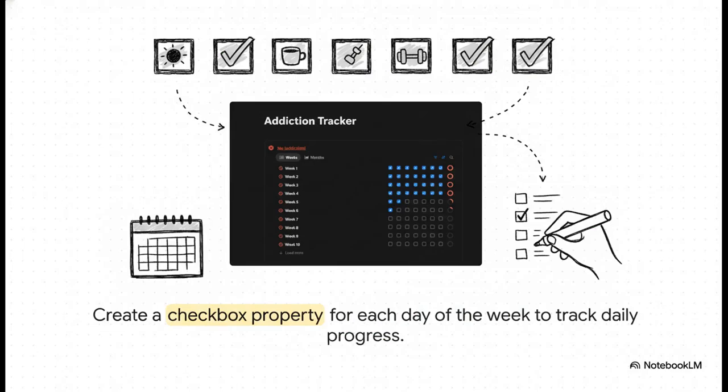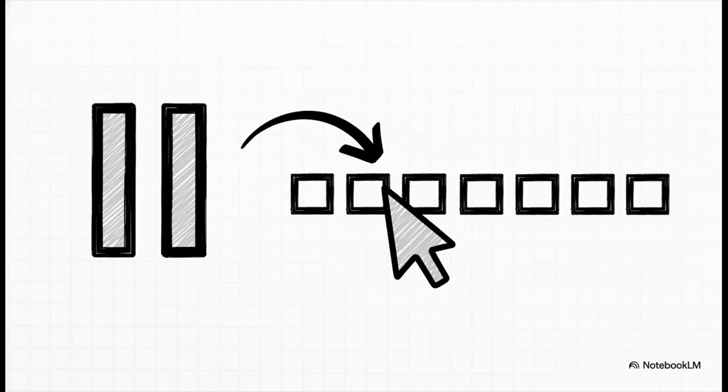Here's the big idea. Inside one database, you just create 7 different checkbox properties. That's it. One for Monday, one for Tuesday, you get the picture. This super simple setup is the backbone for tracking your daily progress on pretty much any goal or habit you can think of. Seriously, go try it. This is the first step to building a completely automated system.